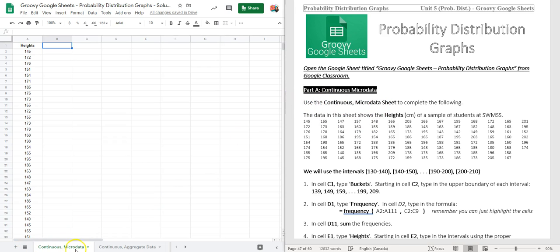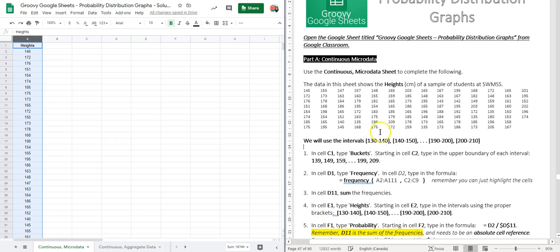So we're going to start with the continuous microdata sheet, and this data shows the heights in centimeters of a sample of students at Sir William Mulock. Now what you can't do is just highlight the data, insert a chart and make a histogram, because that will make the y-axis the absolute frequencies and not the relative frequencies. So what we have to do is make a frequency table ourselves and then change the absolute frequencies to relative frequencies. So these are the intervals we're going to use.